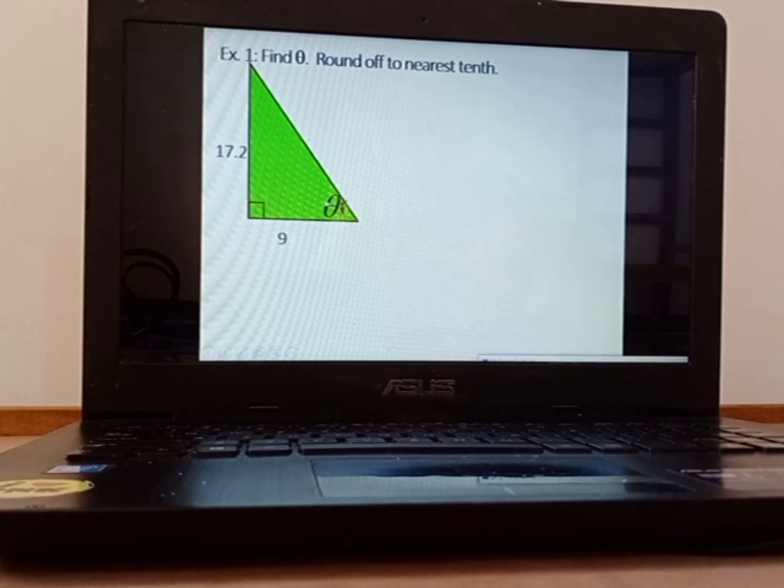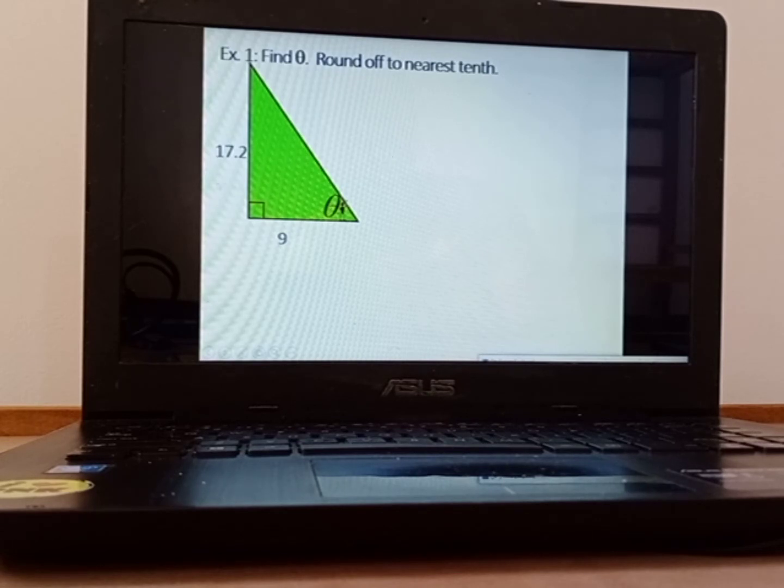So here, this is our angle theta. At the front of our angle theta is our opposite side, so the value of our opposite side is 17.2. And beside our angle theta is our adjacent side, so the value of our adjacent side is 9. So we have opposite and adjacent. What trigonometric ratio will we use? We have the tangent function.